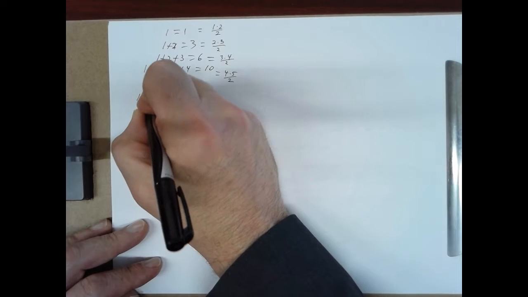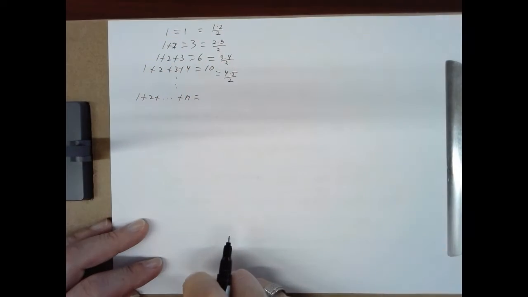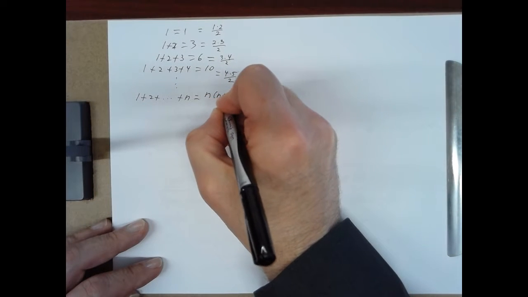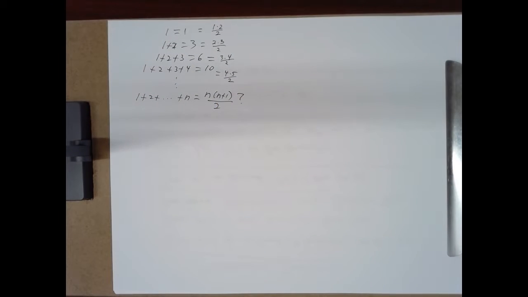So our theory is, if we were to add the integers from 1 to n, maybe we get n times (n plus 1) over 2. That's our theorem that we'd like to try to prove. Okay, this does turn out to be true. So how do we prove this using mathematical induction?